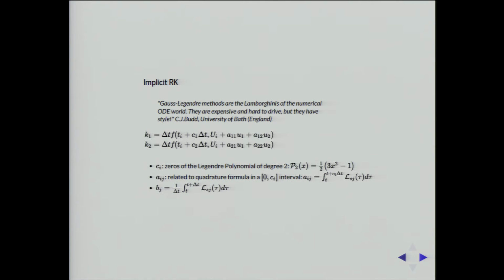So this is an example for a 2-stage implicit Runge-Kutta using the Gauss-Legendre quadrature formula for integration. The coefficients that we see here, the Ci's, are the roots of the Legendre polynomial of degree 2 that we see here. The Aij's are also related to the quadrature formula, as well as the Bj's.